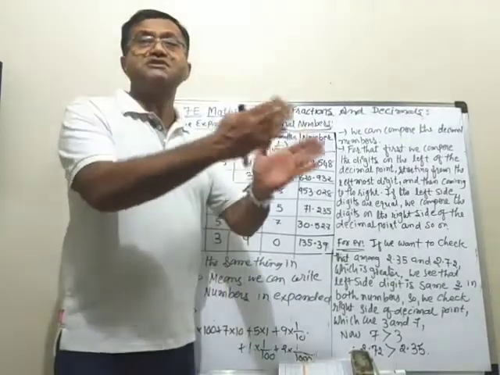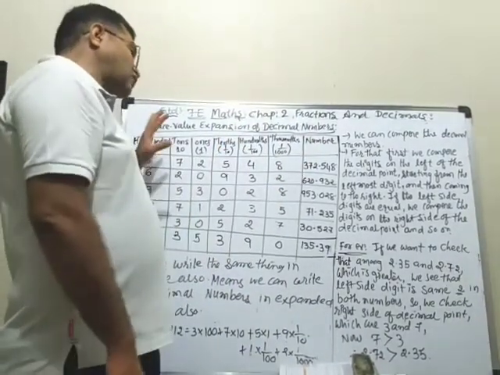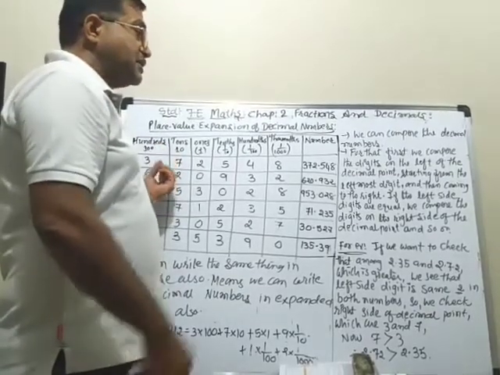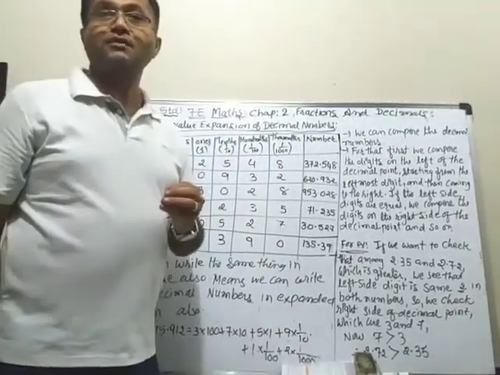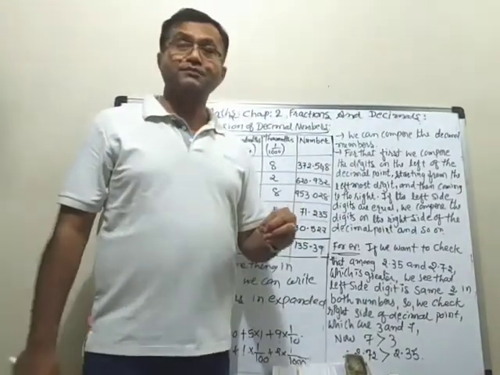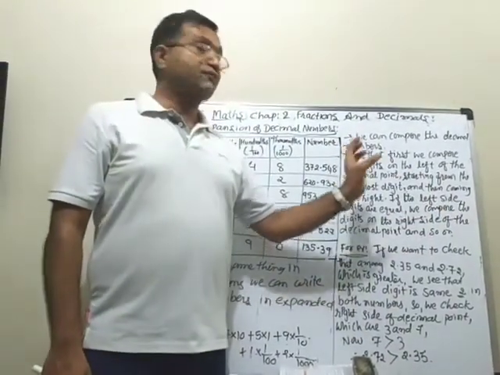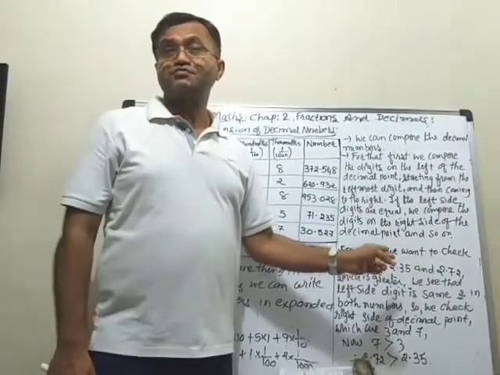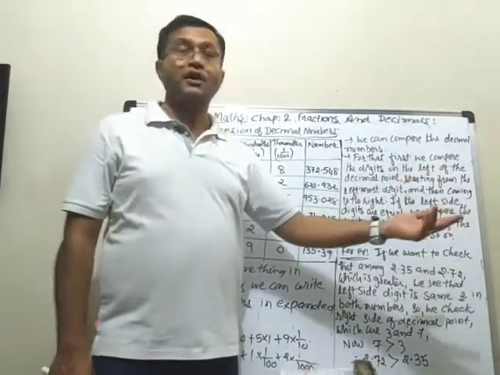But if the number of digits are same, then check the first digit on the left side. Then if they are equal, go to the next digit, and so on. And then if all the digits on the left side are equal, then we move to the right side. And on the right side, check the first digit. If the first digits are equal, go to the second digit, and so on.